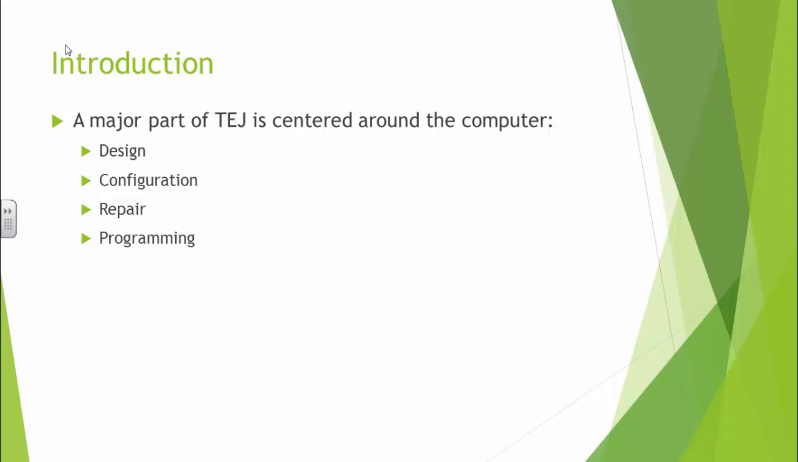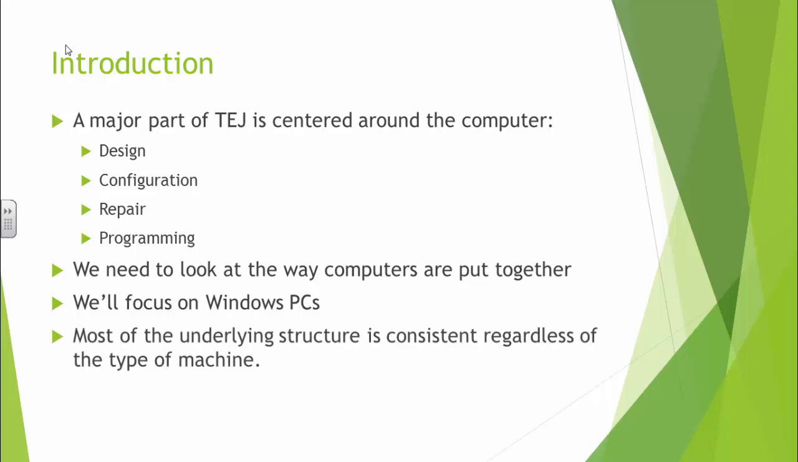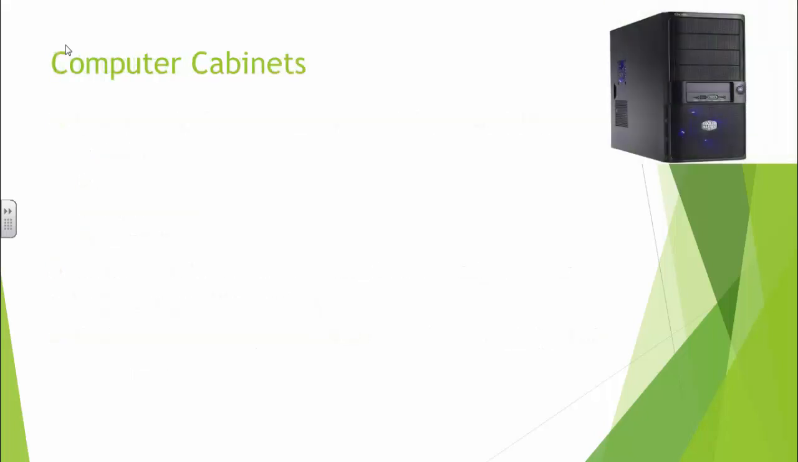So, a major part of our computer engineering course, no great surprise, is centered around the computer. So we look at the design of it, its configuration, its repair, and how to program it. Now, in order to really understand this, we need to look at how computers are put together. We're going to focus on PCs and generally on the Windows interface to this. However, the underlying structure really is pretty consistent whether you're looking at a Mac or any other kind of computer. The basics are the same.